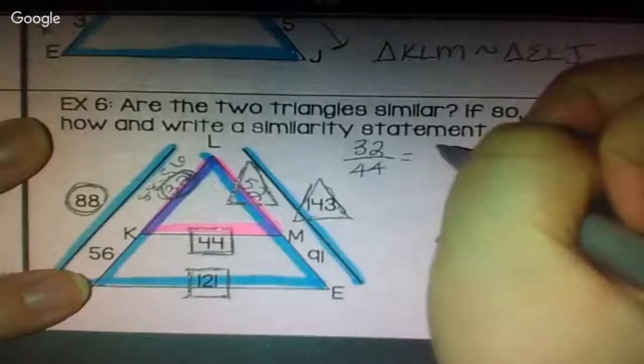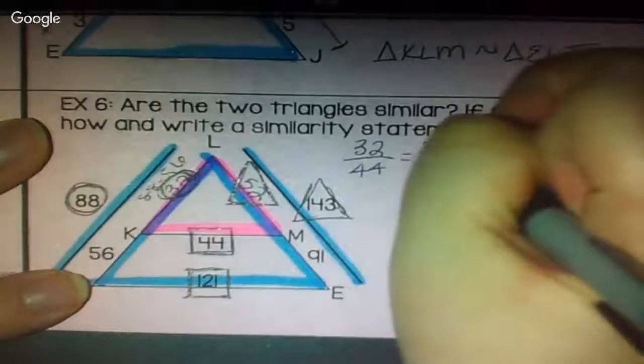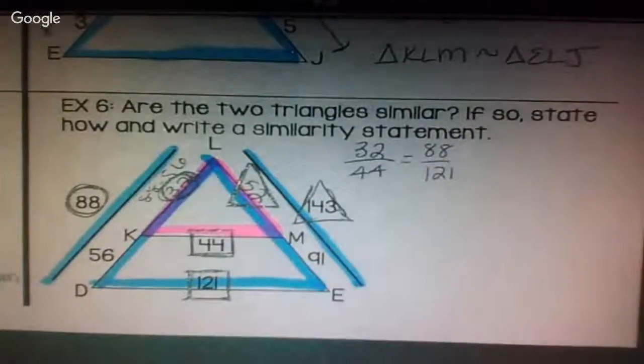What's that go with? Oh, wait, 32 over 30. 88 over 121. Wait, 32 over... Why are we doing 52 over 40? That would be 88 over 120. Oh, I get it. We have to do all three, Brandon.